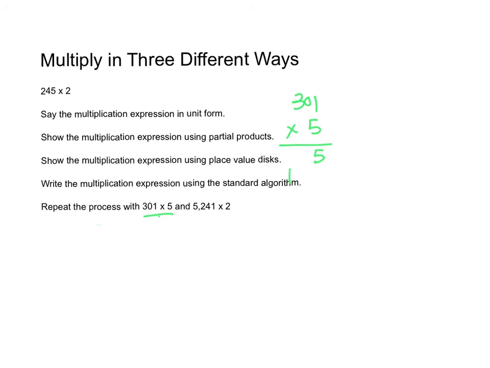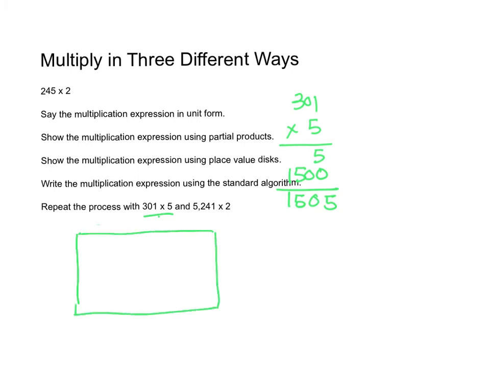3 times 5 is 15 hundreds. So our answer when we do this, well, we've got 5, we've got 0, so we've got 1,505. Let's see if that holds up for us. We're going to go ahead and use our place value discs. So I think we might need 4 columns this time because it looks like we went into the thousands.